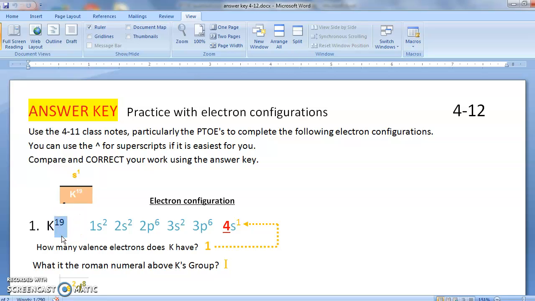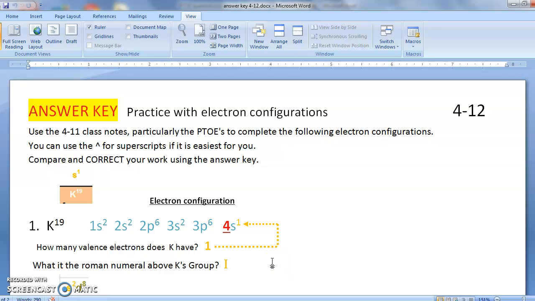There should be an atomic number of 19. That means there's 19 protons. Therefore, there should be 19 electrons. So we count them up. 2 and 2 is 4, and 6 is 10, and 2 is 12, and 6 is 18, and 1 is 19. Next question, how many valence electrons does potassium have?